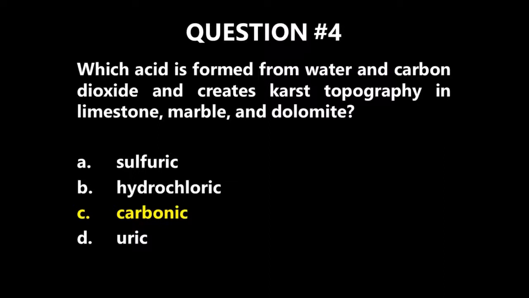Question number 4, which acid is formed from water and carbon dioxide that creates karst topography in limestone, marble, and dolomite? That's C, carbonic acid.